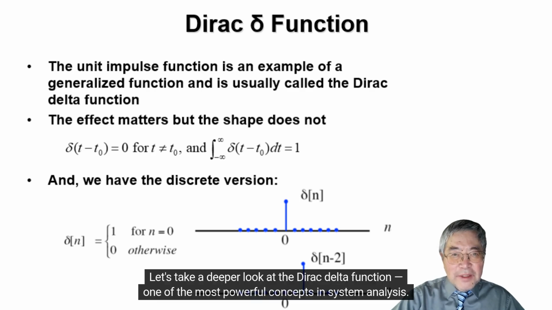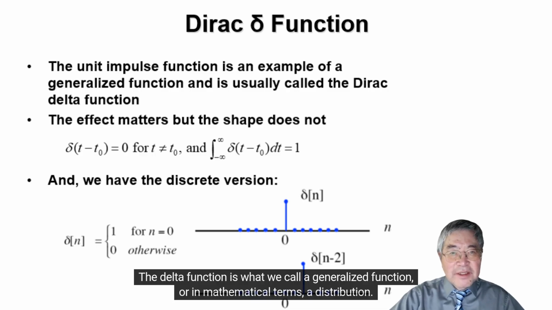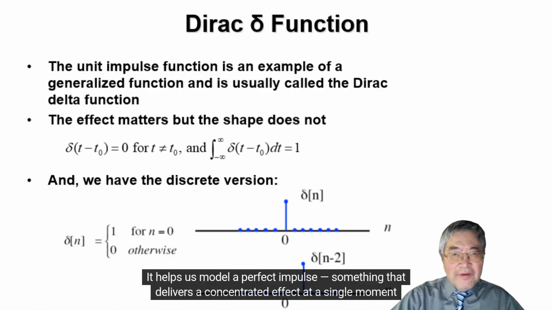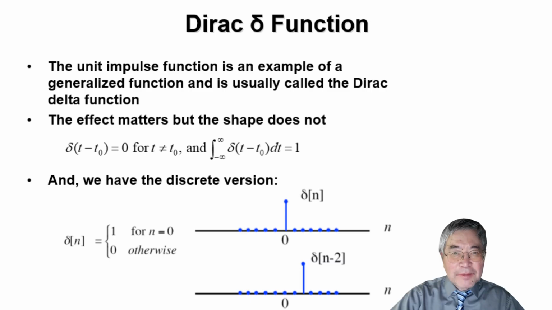Let's take a deeper look at the Dirac delta function, one of the most powerful concepts in system analysis. The delta function is what we call a generalized function, or in mathematical terms, a distribution. It helps us model a perfect impulse, something that delivers a concentrated effect at a single moment in time. Now here's how we describe it mathematically.